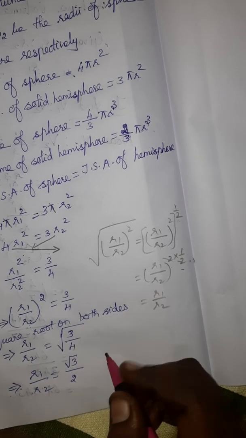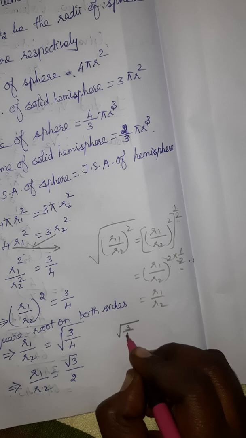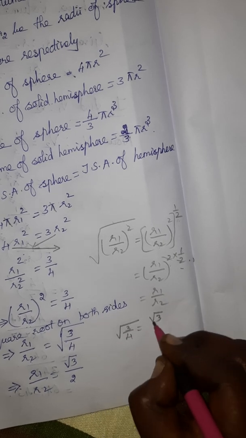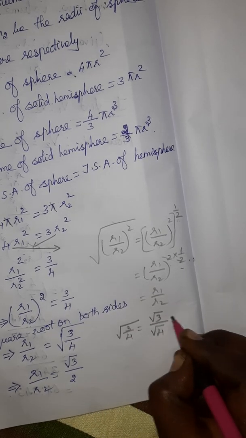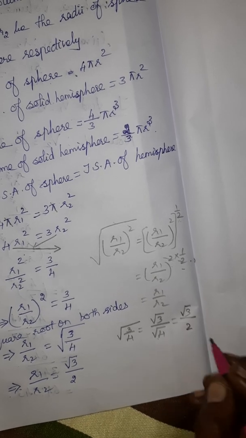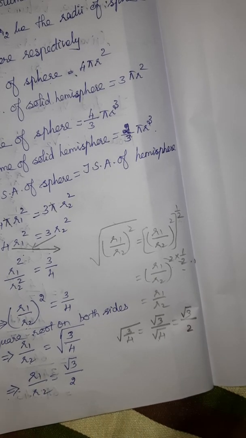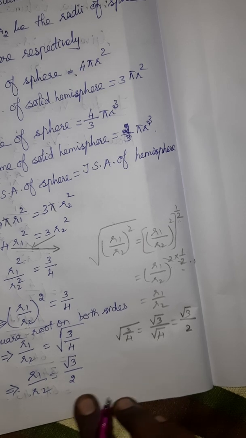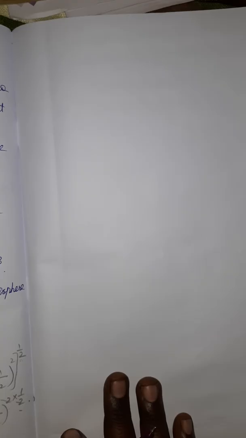The reason is square root of 3 by 4, you can write as square root of 3 divided by square root of 4, and square root of 4 is equal to 2. Okay, so we get r1 by r2 is equal to root 3 by 2.